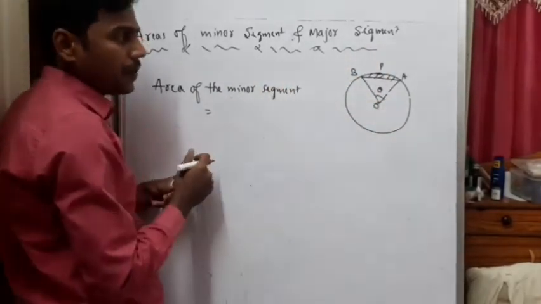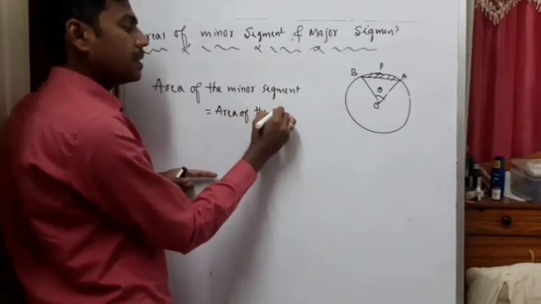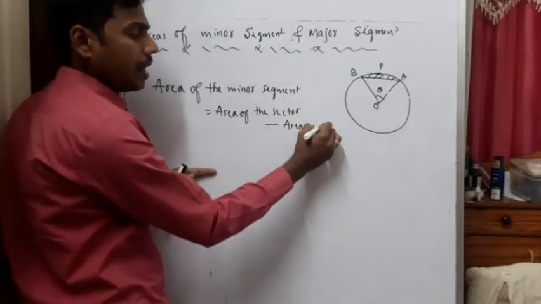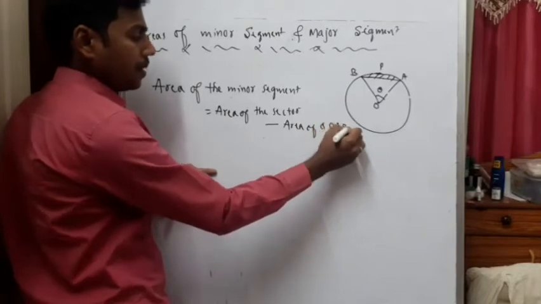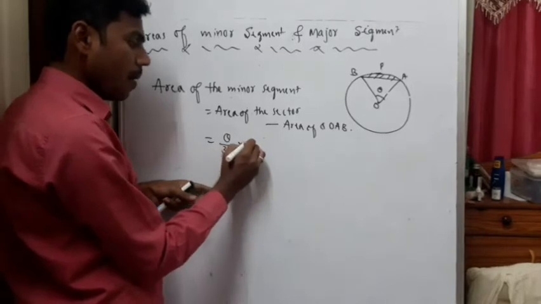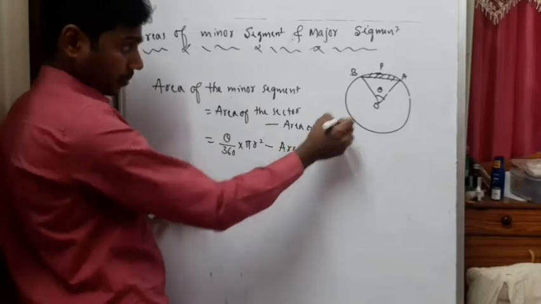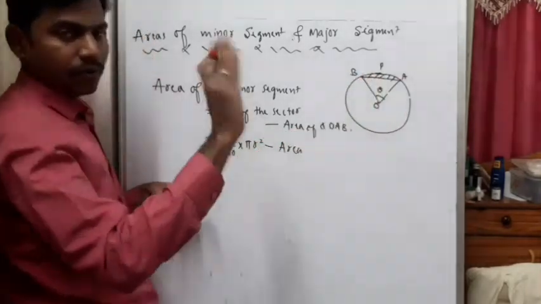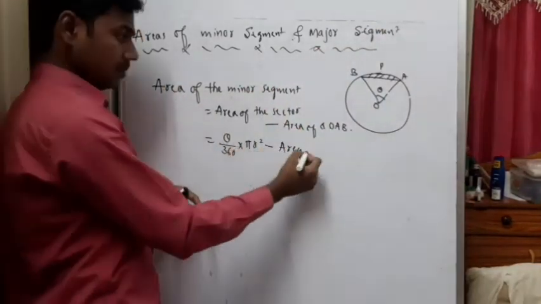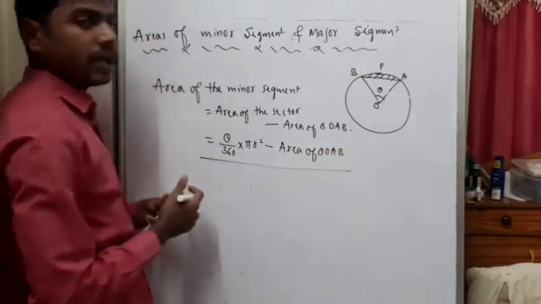so first find the area of the sector minus area of triangle OAB. What is the area of the sector? Already you know, theta divided by 360 into pi r square, minus the area of the triangle. Based on the angle, you are going to split the triangle, then find the area of the triangle OAB. So this is how you are going to find the area of the segment.